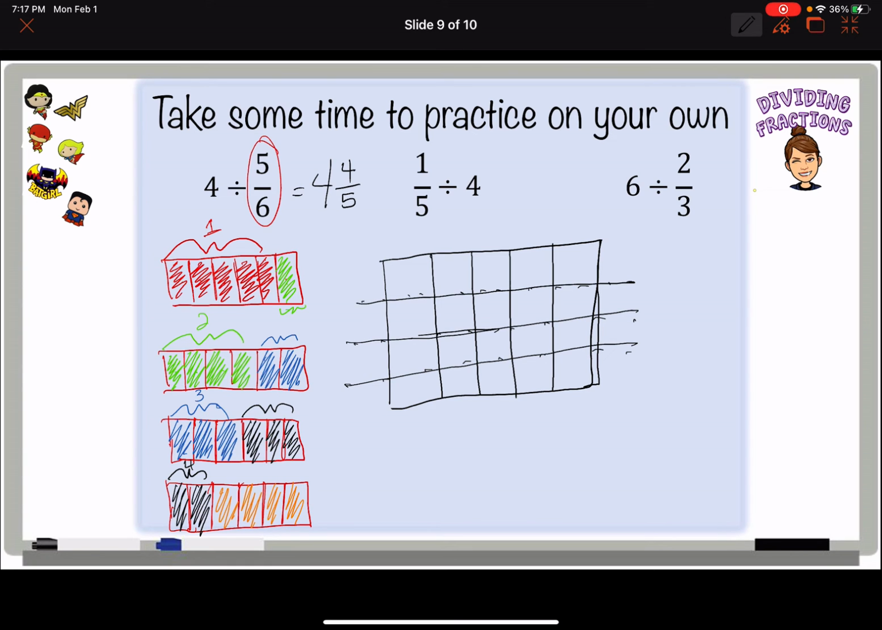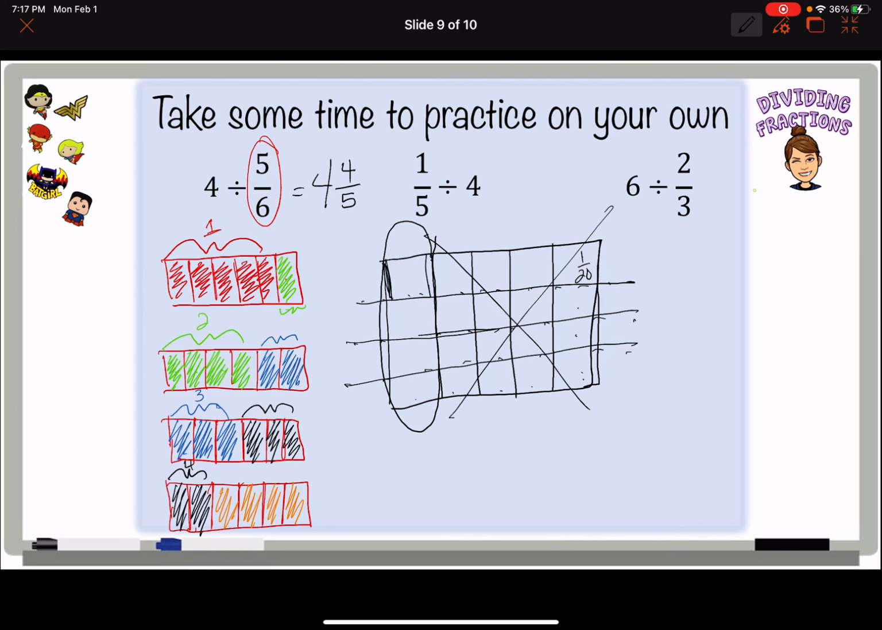Okay. But now here's the thing. I'm only looking at this section. All of this I can ignore, except for the fact that I have to know what's the size of this piece. Well, here's 1, 2, 3, 4, 5. 1, 2, 3, 4. So that's 20 pieces. So each of these pieces is worth 1/20.